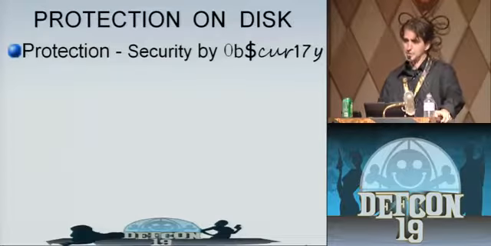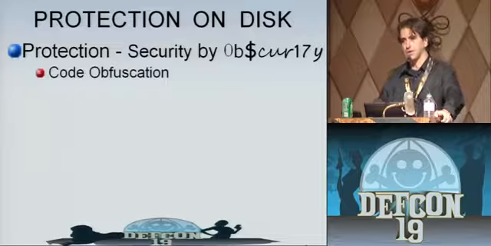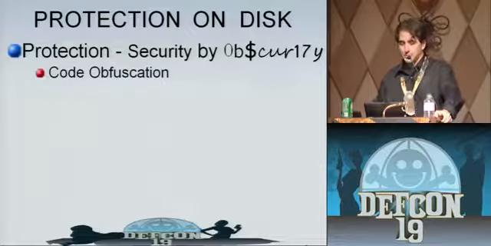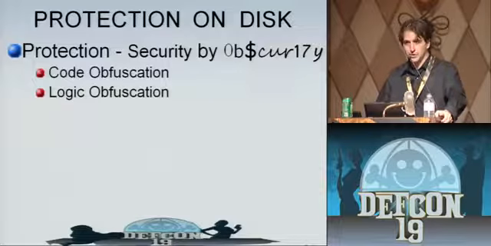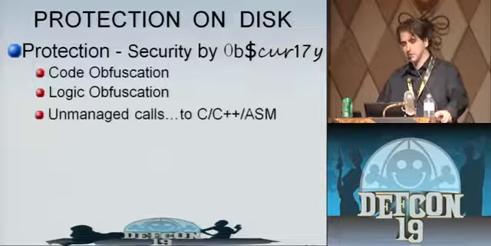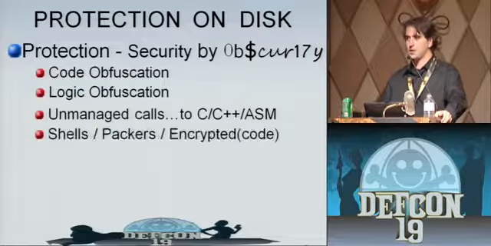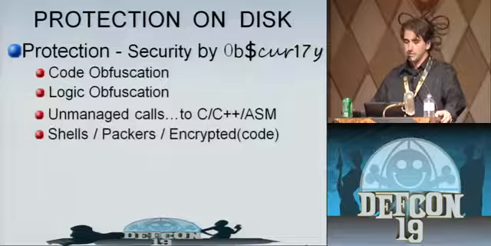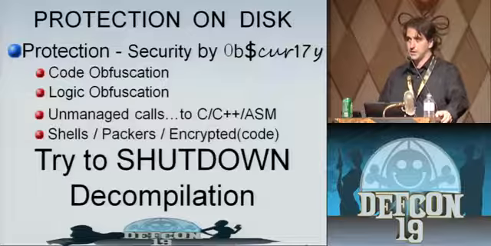So, security by obscurity. This is what every single person that has heard the Microsoft pitch, this is how we're going to protect you, will say. There's code obfuscation, there's logic obfuscation or crazy obfuscation. There's unmanaged calls that Microsoft uses a lot of the time. There's shells, packers, all of these things. This all shuts down decompilation or slows it down to a lesser extent.